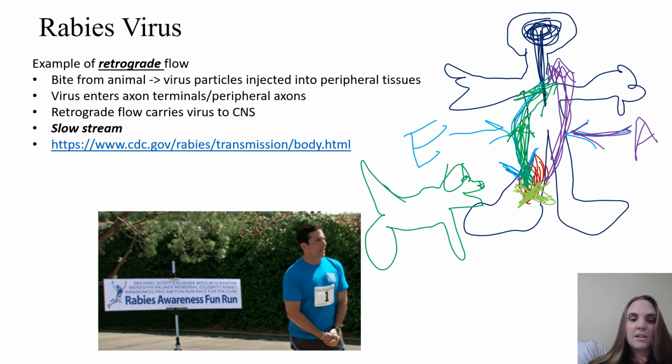And luckily, the flow of the rabies virus is a slow stream flow because once the virus reaches the brain, there really is very little chance of survival, like 99.9% fatality rate. So luckily, the virus is slow stream. It moves very slowly, which gives us time to treat people who may have had a potential bite from a rabid animal. So there's a link here to more information on the rabies virus if you're interested. But rabies virus retrograde flow, slow stream.